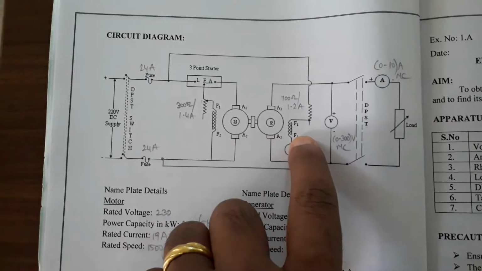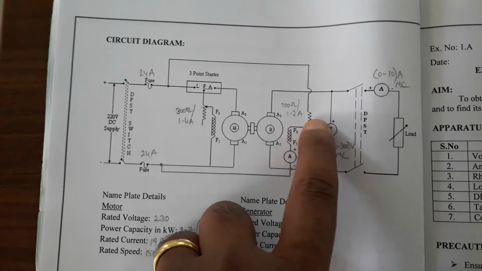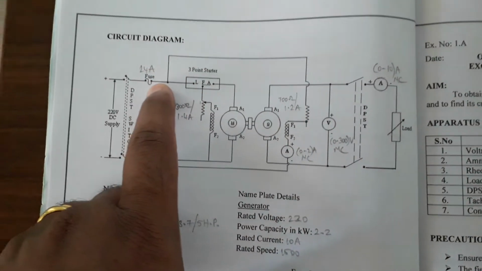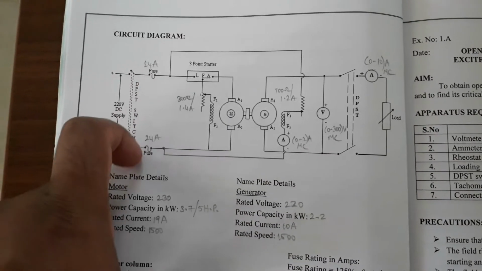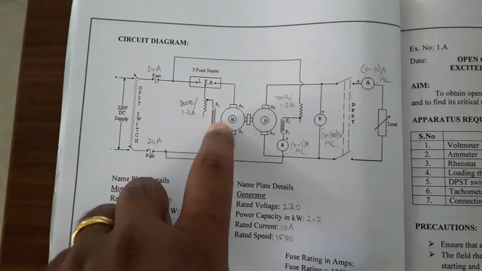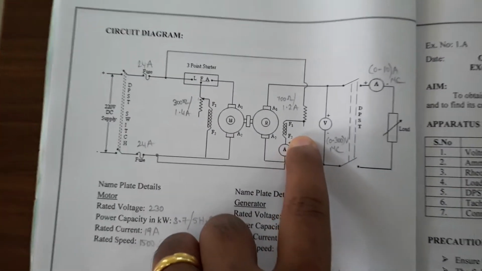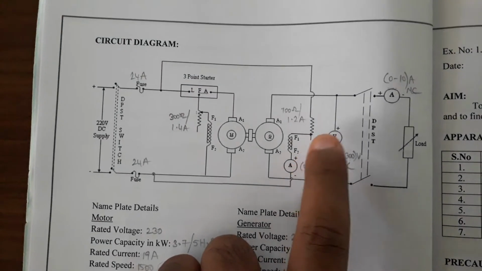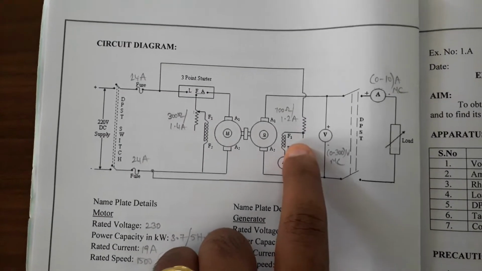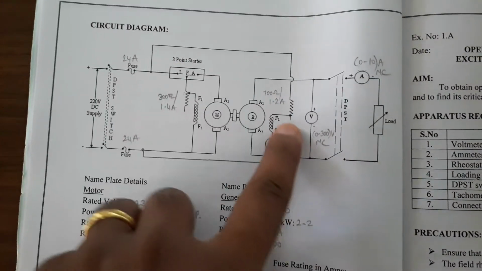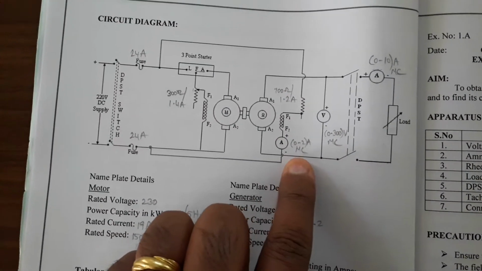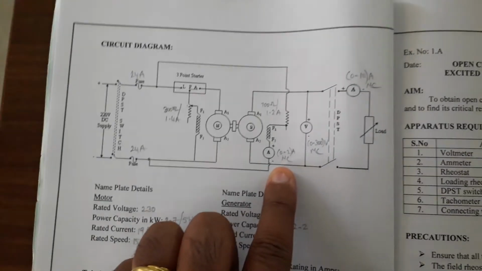The generator field is excited separately from the common supply. So this DC supply is common for the motor as well as the field winding of your generator. Again, the generator is separately excited from the supply, so it is called a separately excited DC shunt generator.